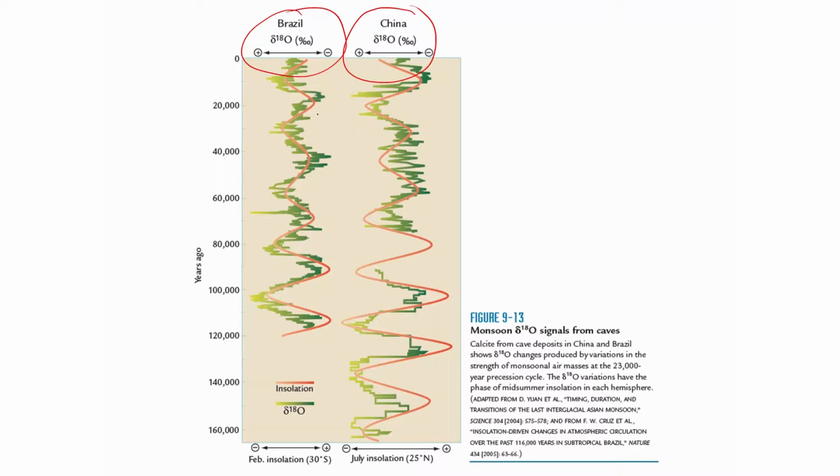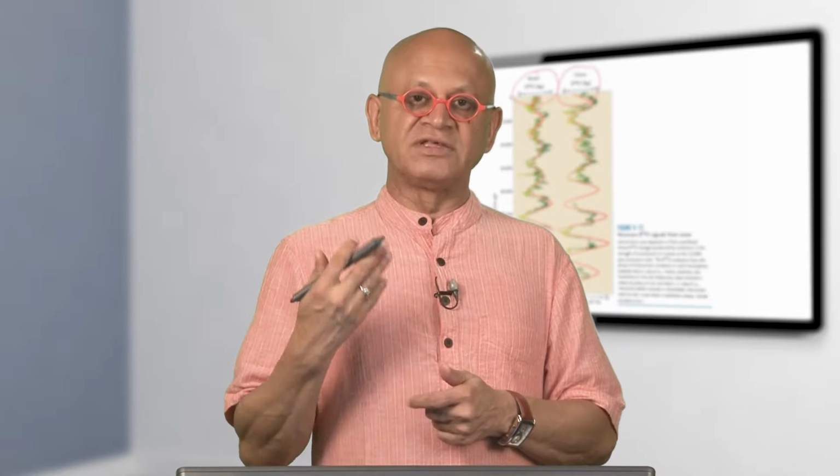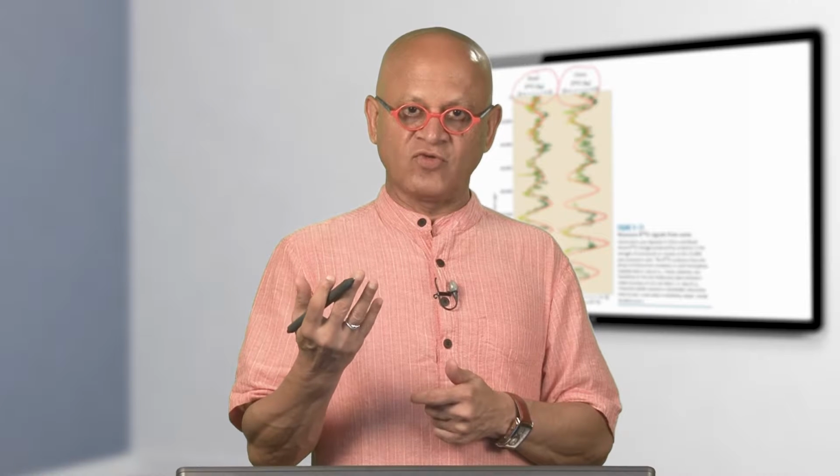So you can clearly see that there is the orbital forcing in there. Insolation changes are shown by this magenta line, and the delta 018 signatures are shown by this green line, and you can see that they follow each other fairly well. Okay, so any change in insolation is resulting in a change in the monsoon strength, and that's producing delta 018 change by the same processes that we talked about before.